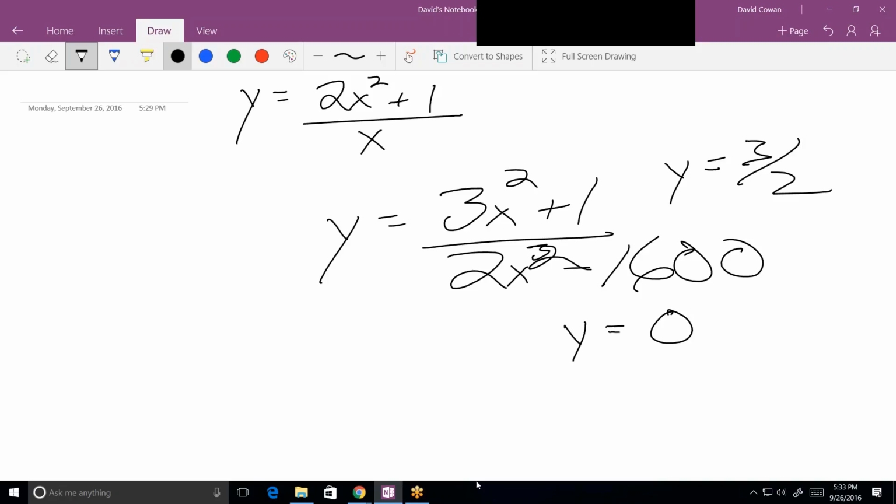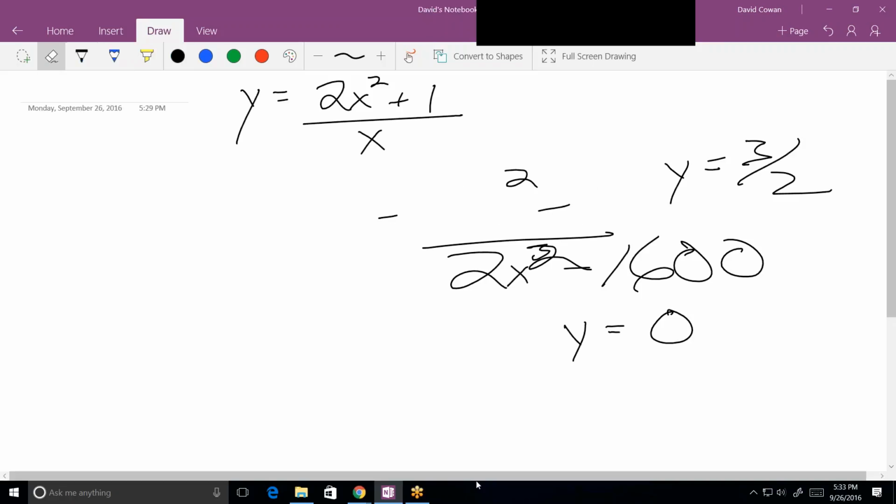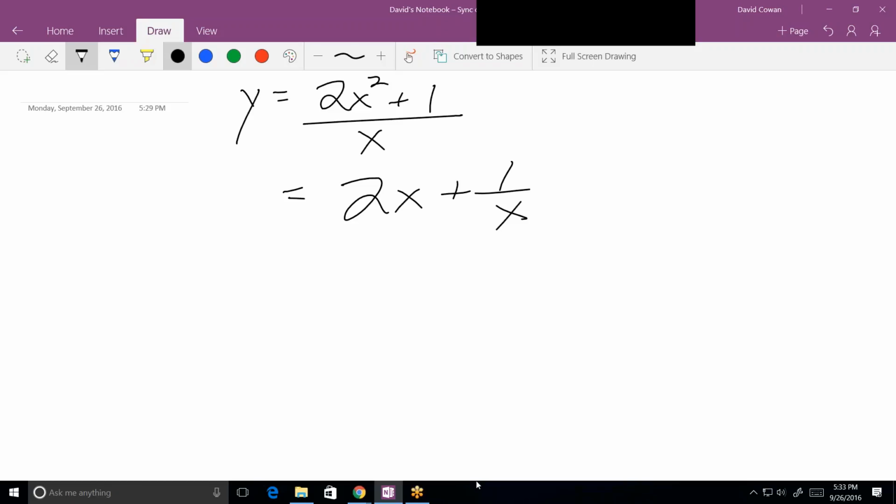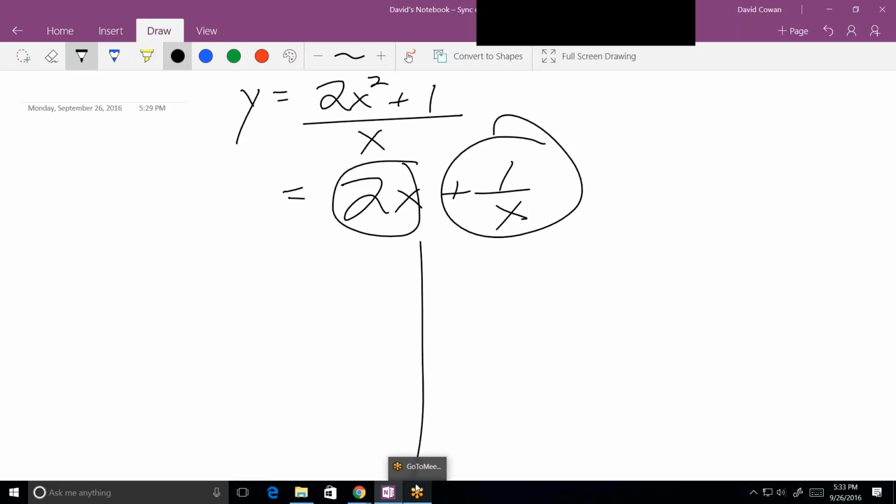This situation is the third one. When you have the numerator exactly 1 degree higher than the denominator, then you actually do the division. And whatever the linear function that you come up with is, that is a slant asymptote. Well, what's this equal to? That's equal to 2x plus 1 over x, right? Mm-hmm. I don't care about this, but I do care about this. That is the equation of the slant asymptote.